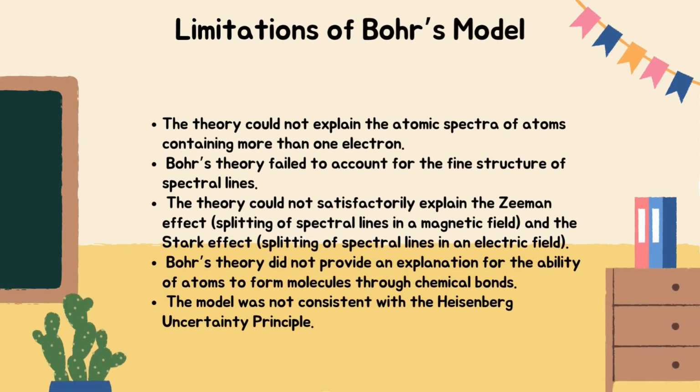Limitations of Bohr's model. The theory could not explain the atomic spectra of atoms containing more than one electron. Bohr's theory failed to account for the fine structure of spectral lines. The theory could not satisfactorily explain the Zeeman effect, splitting of spectral lines in a magnetic field, and the Stark effect, splitting of spectral lines in an electric field. Bohr's theory did not provide an explanation for the ability of atoms to form molecules through chemical bonds. The model was not consistent with the Heisenberg uncertainty principle.